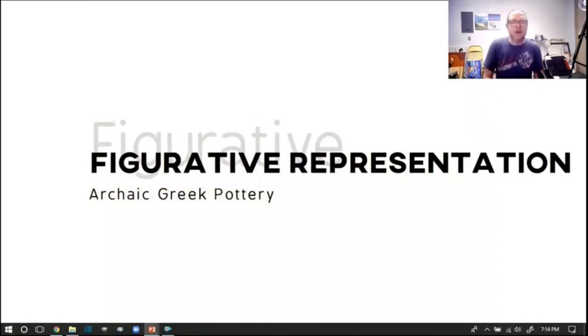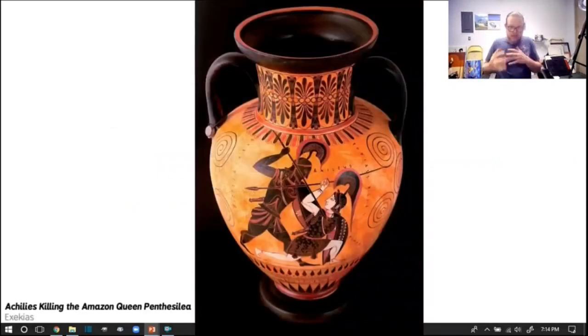Time passes in the archaic period, and we see figurative representation. When we say figurative, we're talking about artwork that is meant to be more representational. It's meant to look a bit more naturalistic. This is a development, as I said, that happens in the archaic period, and now as we look at the pottery, we see a bit more of a move toward naturalism.